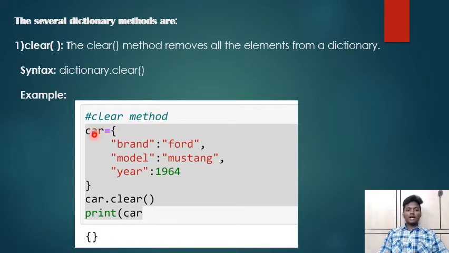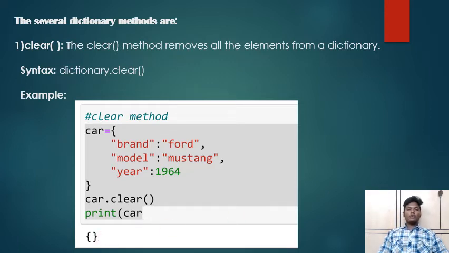For example, for the clear method, car equals open curly bracket. The main point is that brand, model, and year on the left side are keys, and Ford, Mustang, and 1964 are values. After giving the input brand is Ford, model is Mustang, and year is 1964, we can give the input car dot clear, which means the details in the brackets can be cleared. Now print car, and we can see the output as empty brackets.